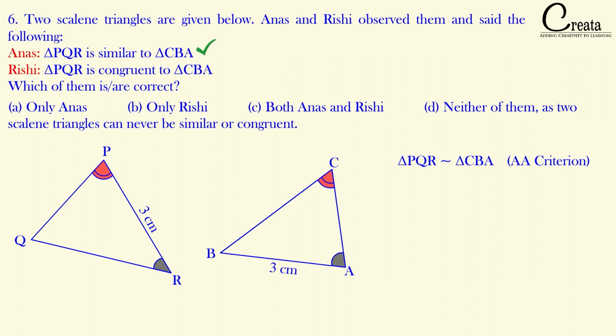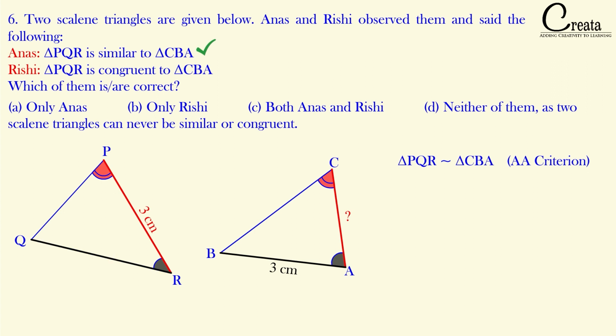So we got the two triangles as similar. Let's check whether the two triangles are congruent or not. Here the side PR in triangle PQR is given as 3 cm, which is the side between angle P and angle R. Angle P corresponds to angle C and angle R corresponds to angle A. So the side between these two corresponding angles, PR, corresponds to side CA, which is not given in this question. So PR is given as 3 cm and CA is not given, but AB is given in the question as 3 cm, which corresponds to the side QR.